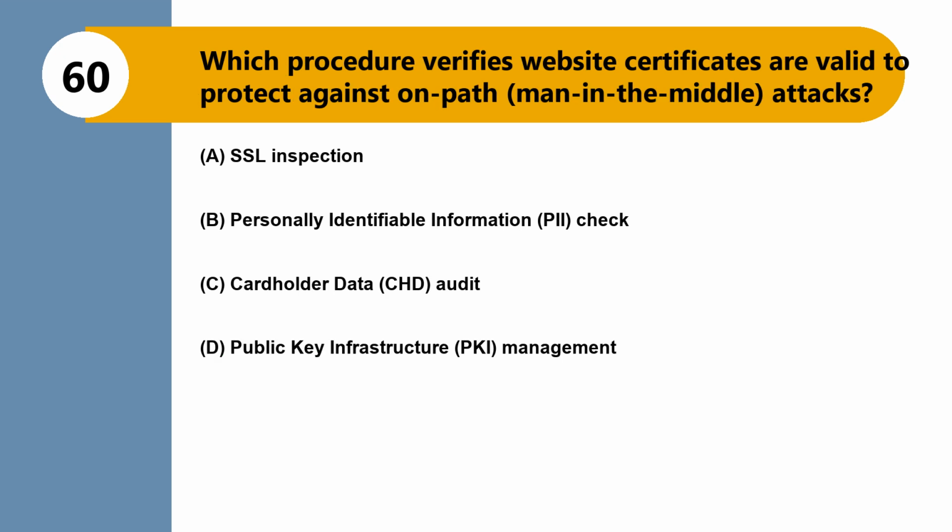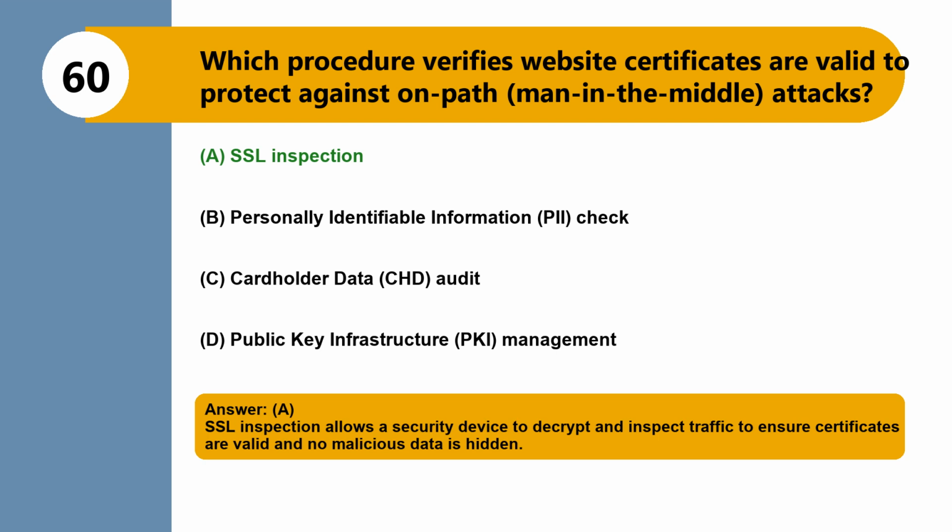Question 60. Which procedure verifies website certificates are valid to protect against on-path, man-in-the-middle, attacks? Option A, SSL inspection. Option B, personally identifiable information, PII, check. Option C, cardholder data, CHD, audit. Option D, public key infrastructure, PKI, management. The correct answer is option A, SSL inspection. SSL inspection allows a security device to decrypt and inspect traffic to ensure certificates are valid and no malicious data is hidden.